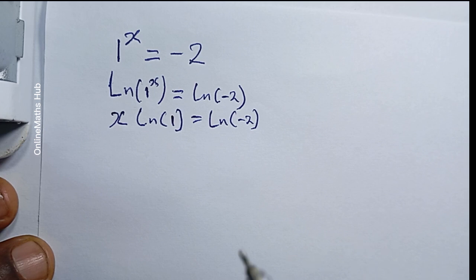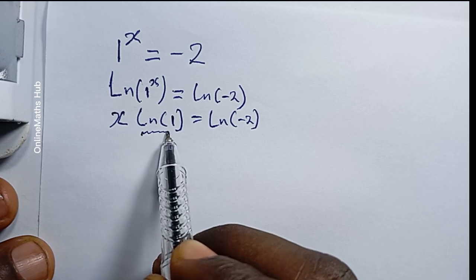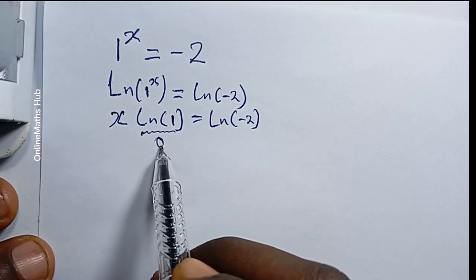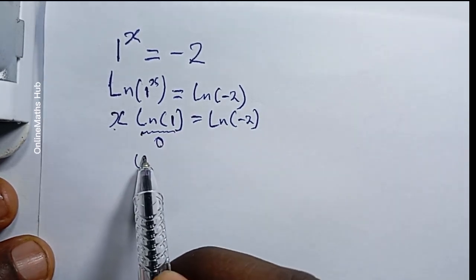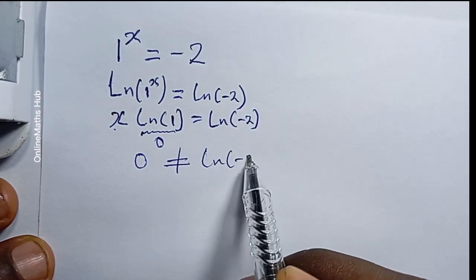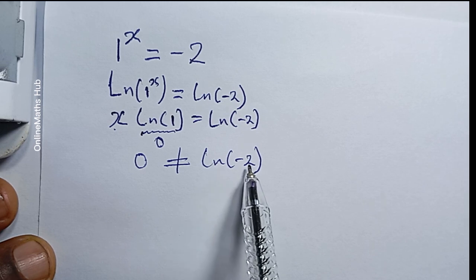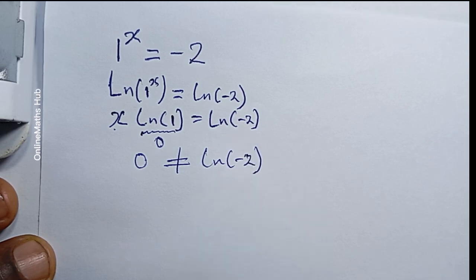Of course this is one of the most basic ways to solve this, but then you discover that there's really a problem, because the natural log of 1 here is 0, and 0 times x will give you 0, but 0 is not equal to the natural log of -2. And of course the natural log of -2 also does not exist in real numbers. Okay, so how are we going to go about solving this problem?